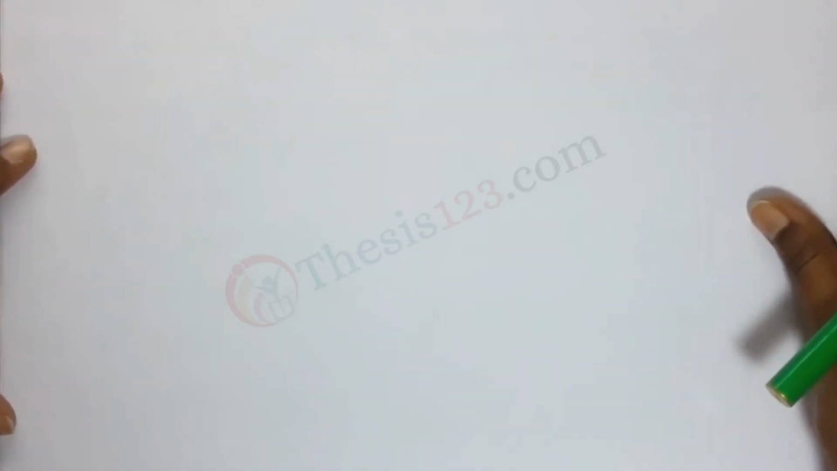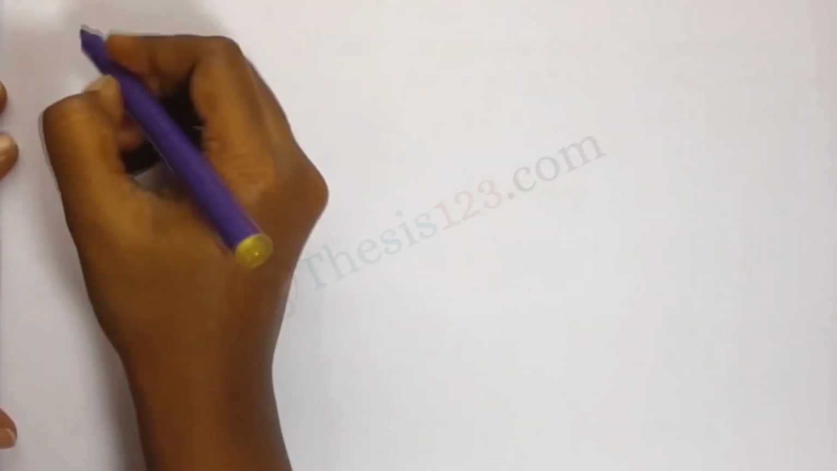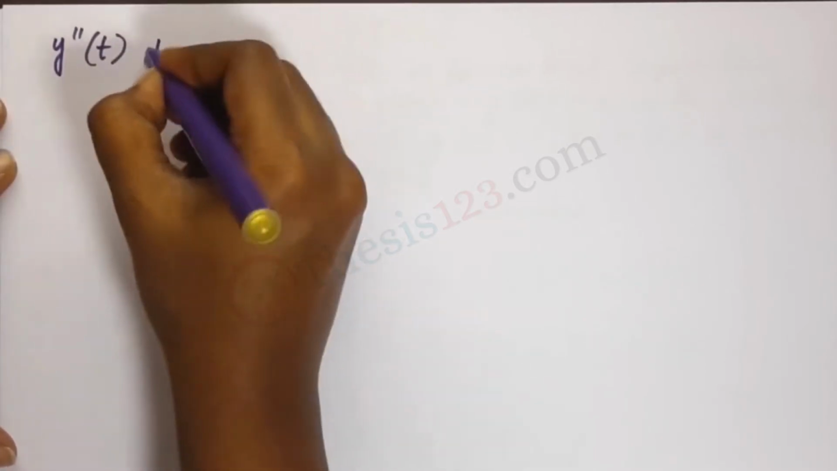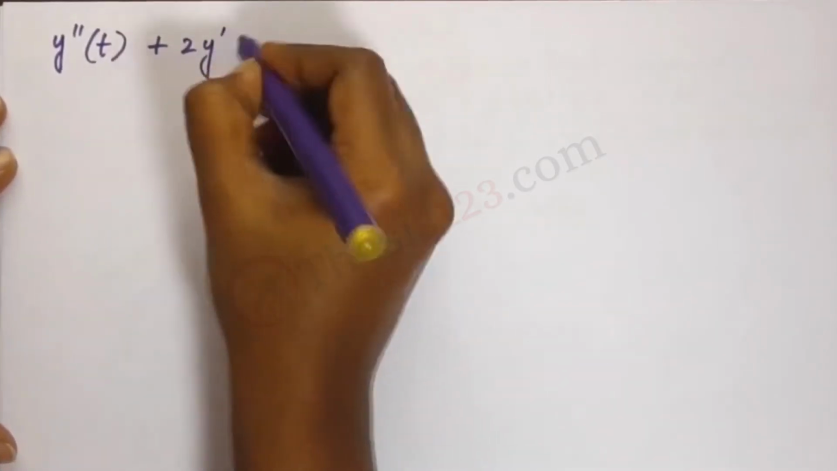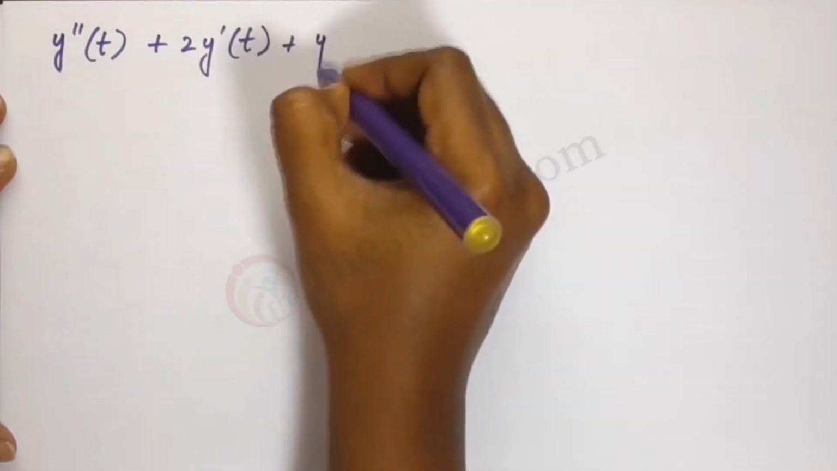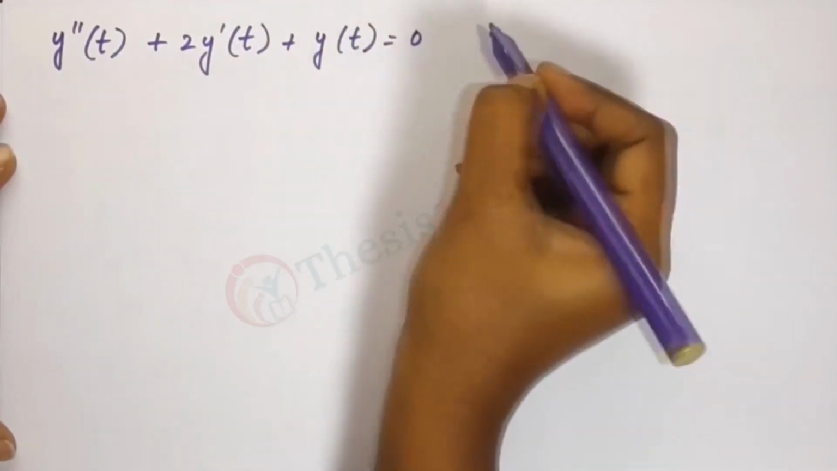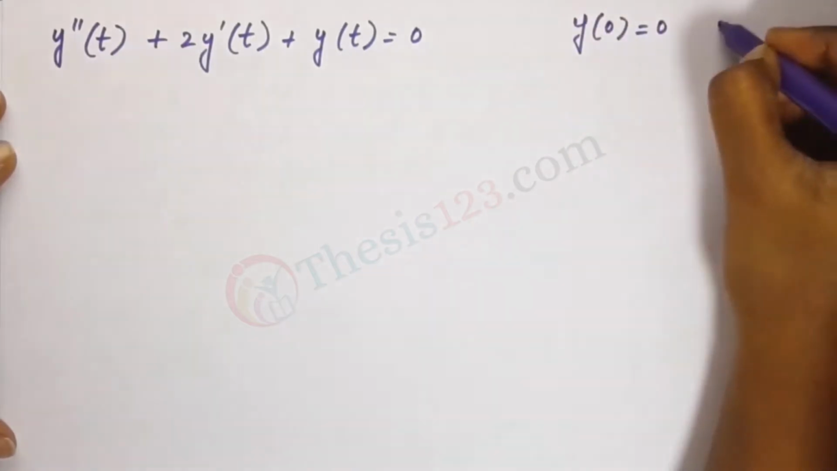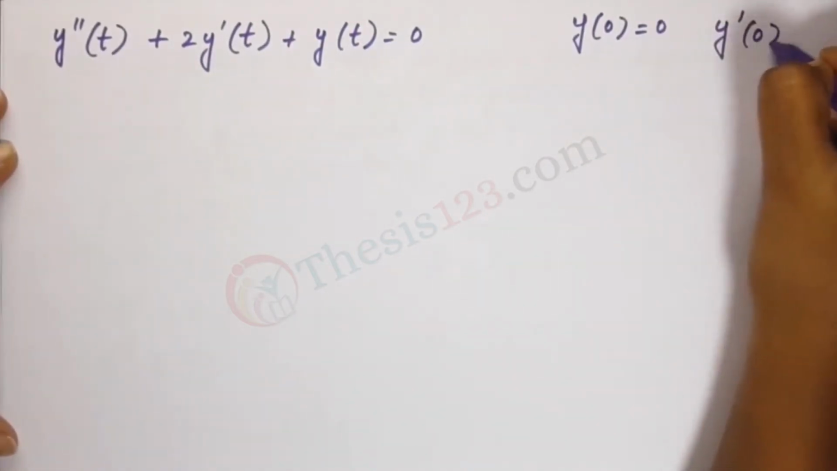Okay, I think I have it straight. Alright, so let's begin with the differential equation given to us. So we have y double dash of t plus 2y dash of t plus y of t is equal to 0. I'll put down the initial condition here so that we can refer to it when we need it.